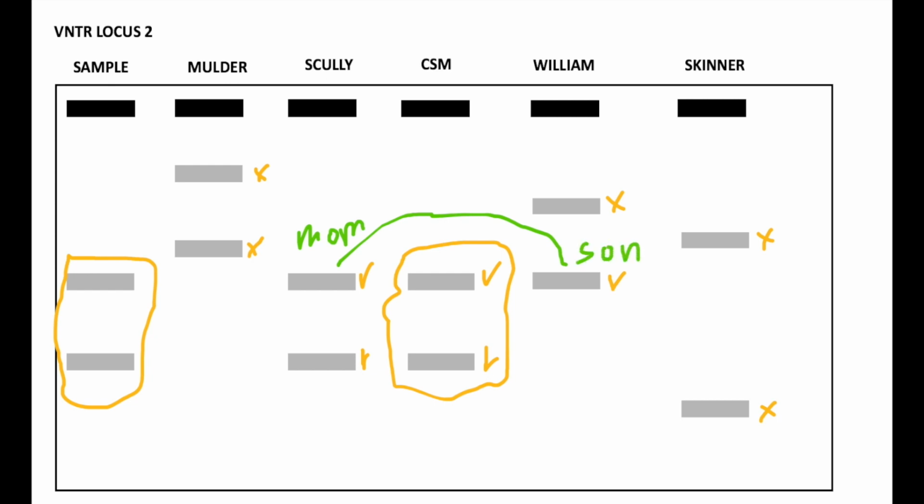We also know that the smoking man had to have taken Mulder's file because he matched the sample at both loci, so he is guilty.